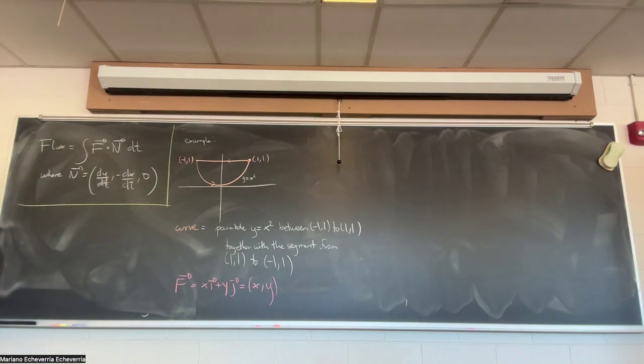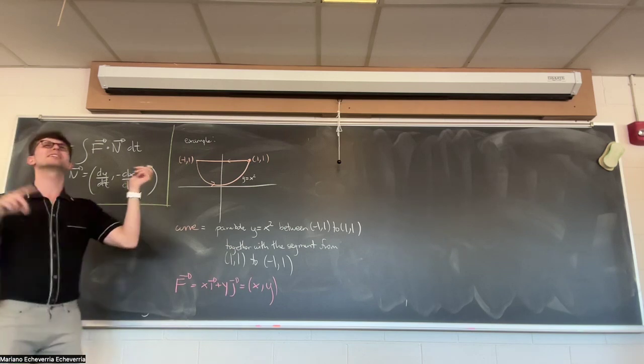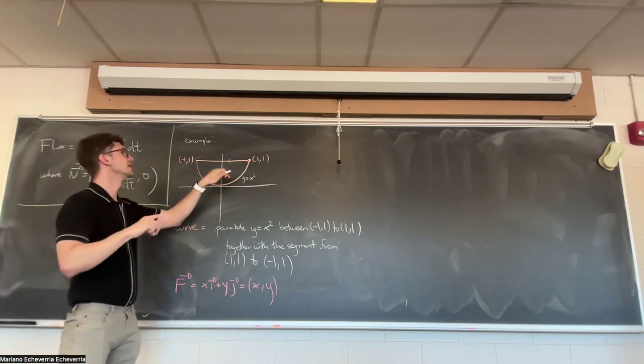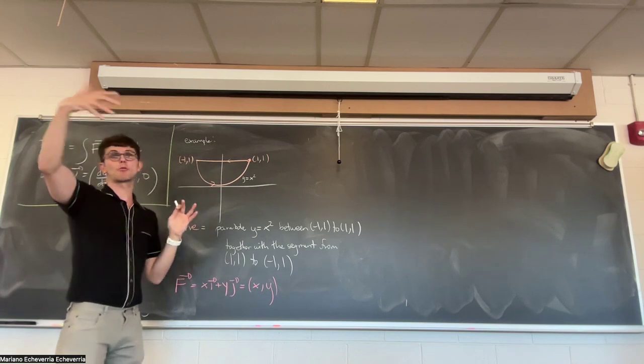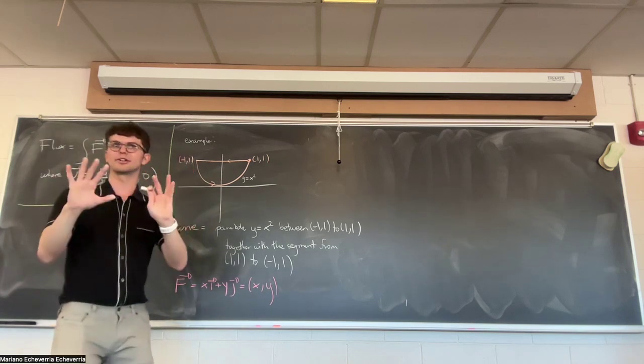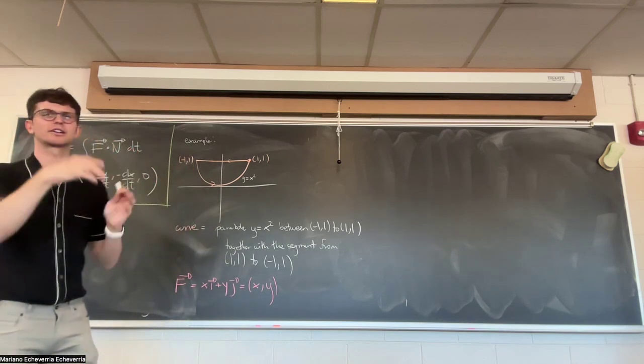Should we parameterize it counterclockwise? So for us, whenever it's a closed curve, yes, the convention will always be counterclockwise. Correct. And you'll see that because of that convention, that's why I wanted to do this example first. The normal vector will be pointing away from the region enclosed by this curve.